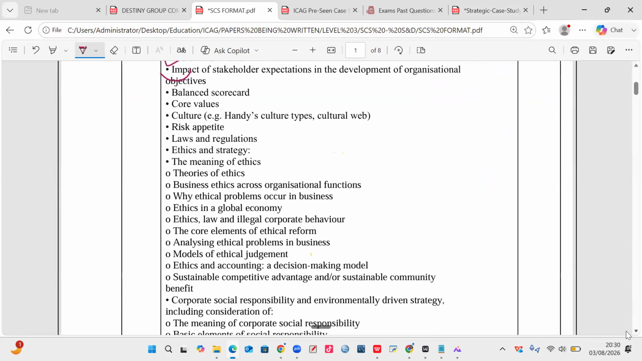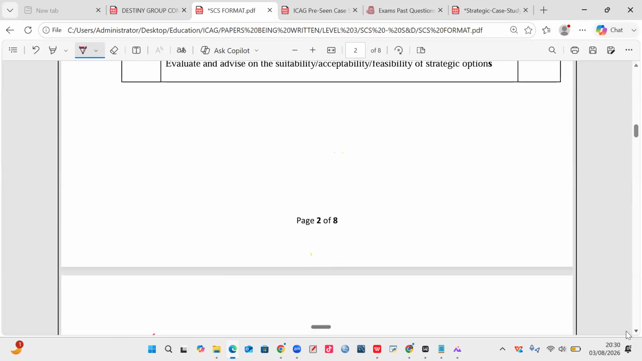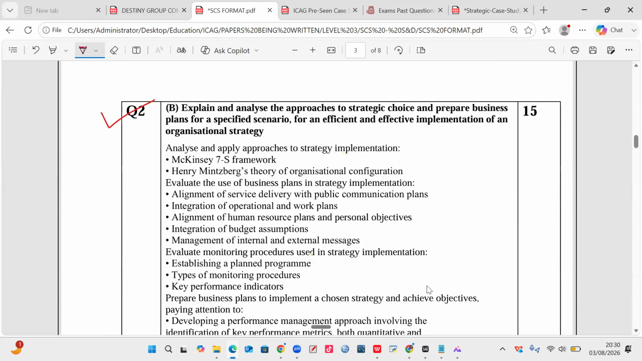When I move to question 2, they said these are the areas they will set the questions from. Here, most of them are like frameworks. Most of them are like diagrams. Last night, they asked a question on this. Henry Mintzberg's theory. There are 5 configuration levels, right?